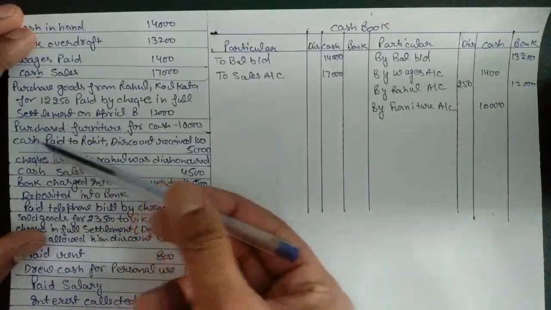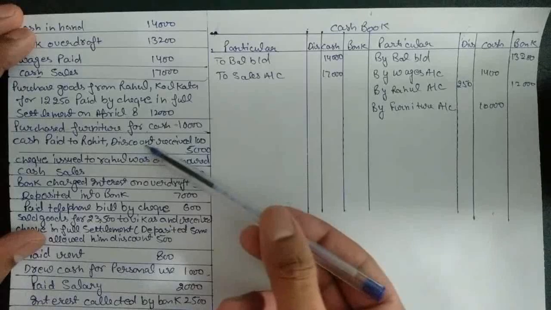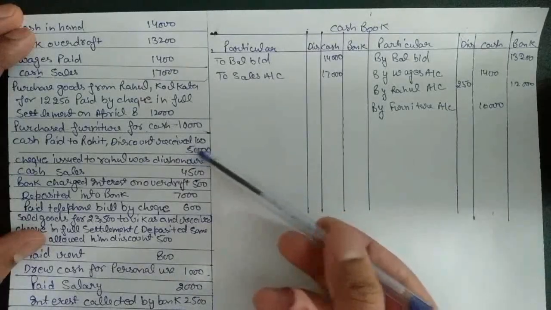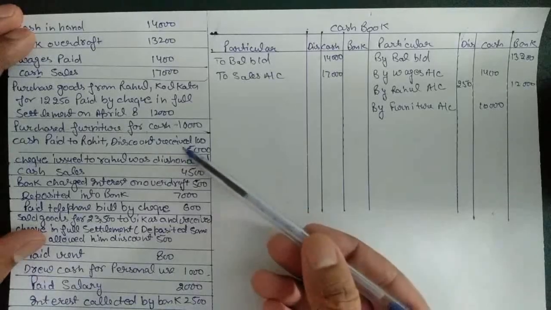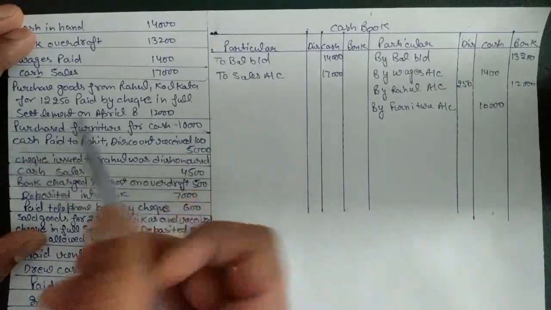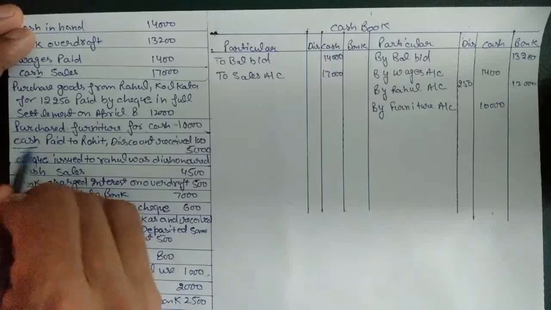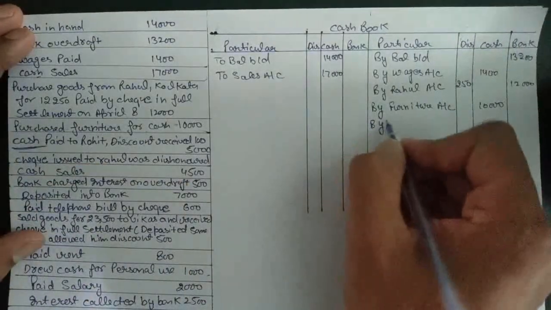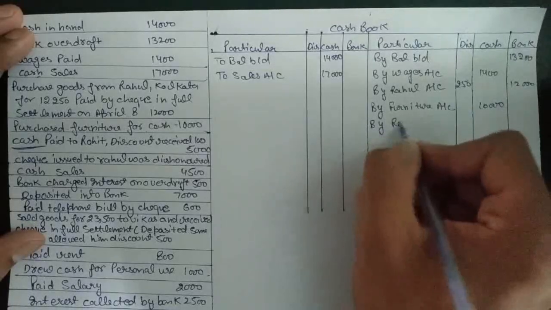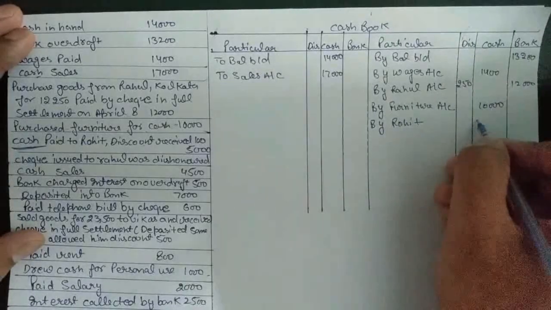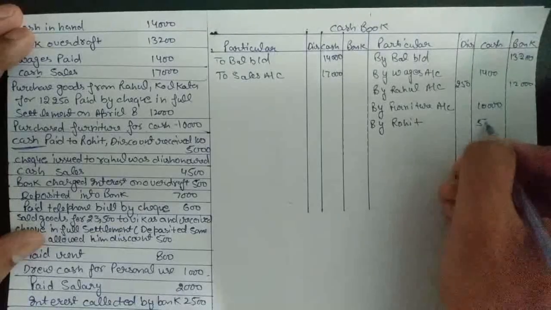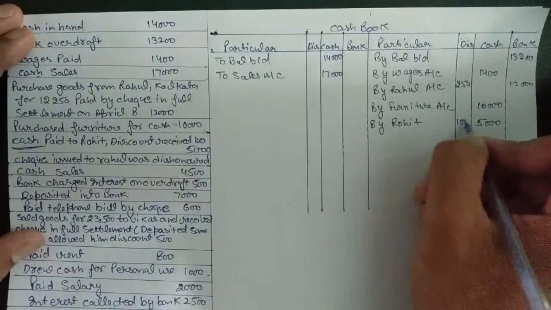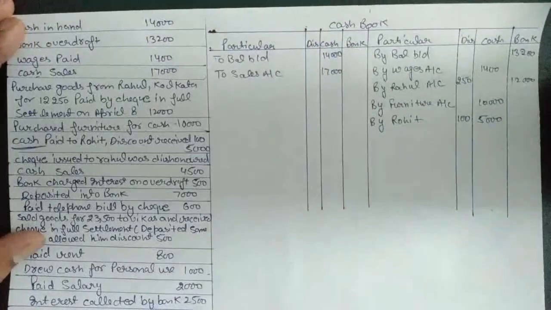Next entry is cash paid to Rohit. Discount received 100 rupees. So we are paying 5,000 rupees to Rohit and received a discount of 100 rupees. And they mentioned that we are paying in cash, so we will deduct from cash account. By Rohit, we are paying 5,000 and we are receiving a discount of 100 rupees from Rohit.